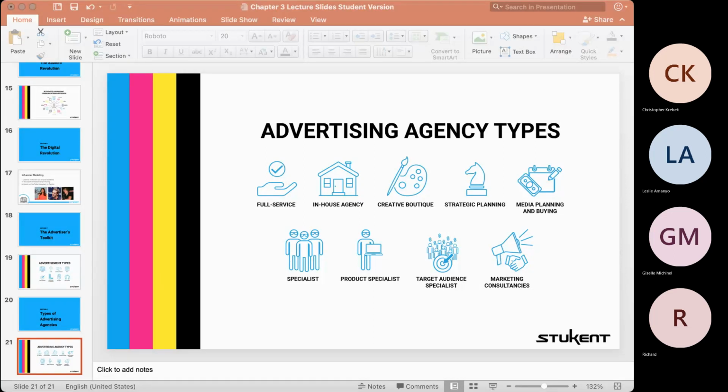You can see that. Then we have what we call the creative boutique advertising agency. A creative boutique only produces creative. Okay, that is the only thing they do. They don't conduct research. They don't plan, and they don't buy media or run campaigns. They don't do any of that. Theirs is only about producing creativity.